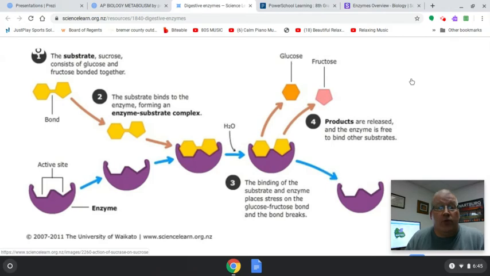Enzymes can break down substrates. So here we have sucrose. We've got a glucose and fructose bonded together here. This particular enzyme meshes with them, causes them to become unstable in their bond, breaks them apart, and the products are released. Notice the enzyme itself is not changed. However, the sucrose is now broken down into glucose and fructose.